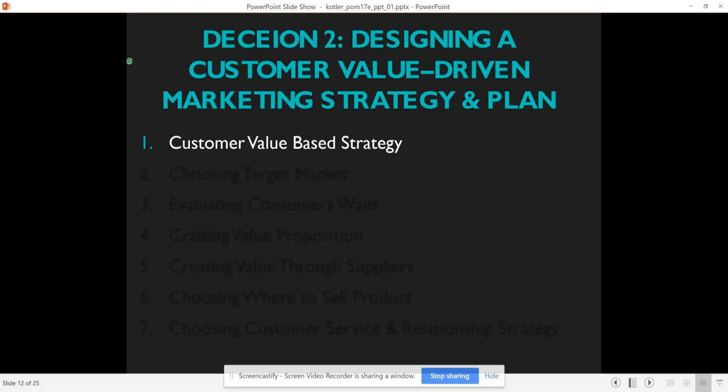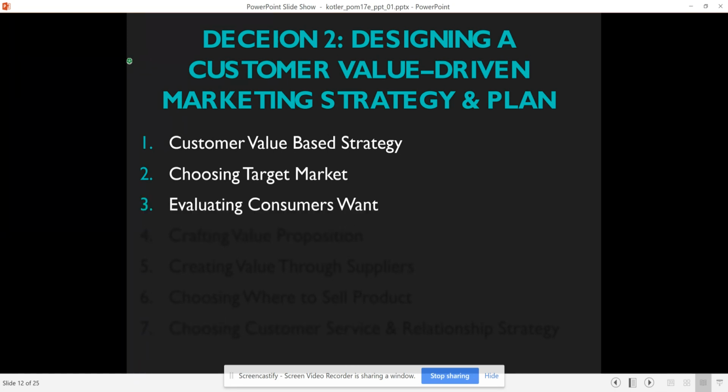The customer is in the middle. We live and die by that customer. But what customer are we going to target is the next step. And then what does that customer really want and hopefully need? Then crafting a value proposition, I want to make sure that they know that my product and services are available to them and that it really hits them where they go to me instead of another store.